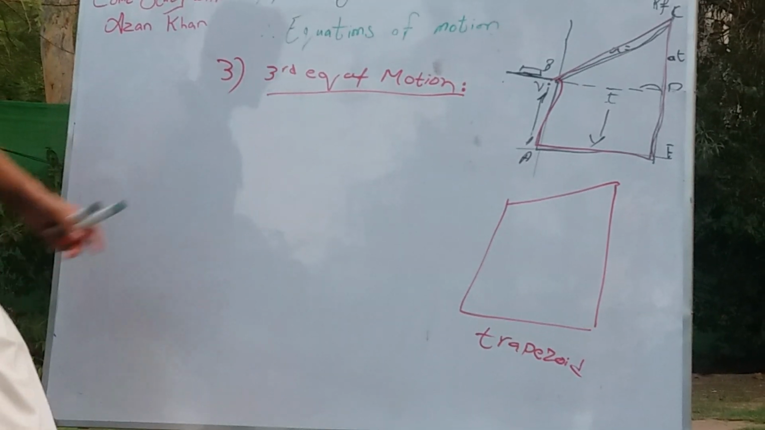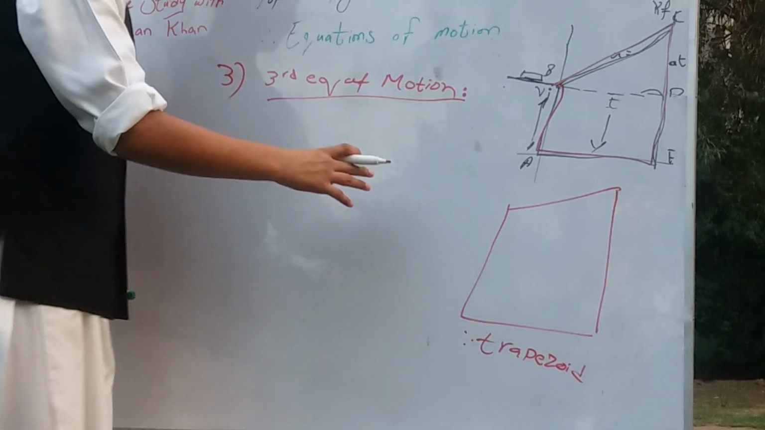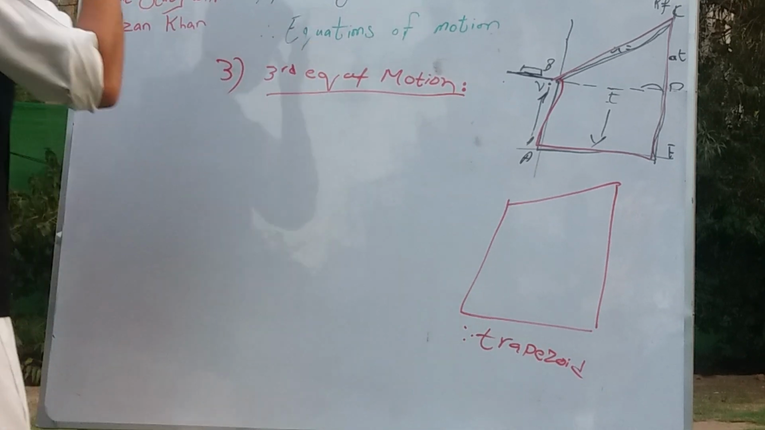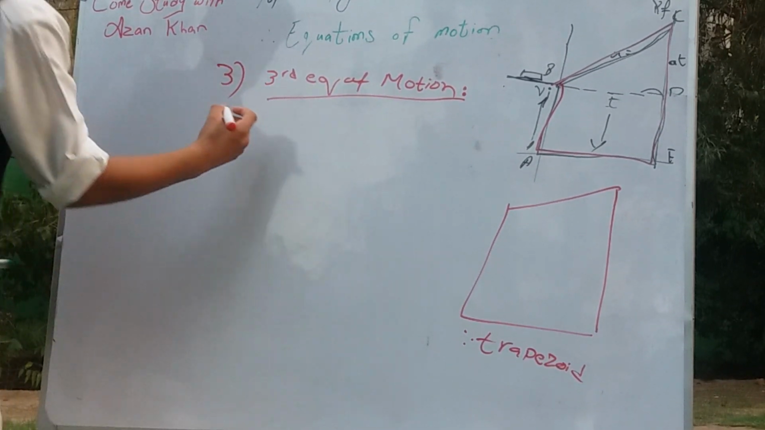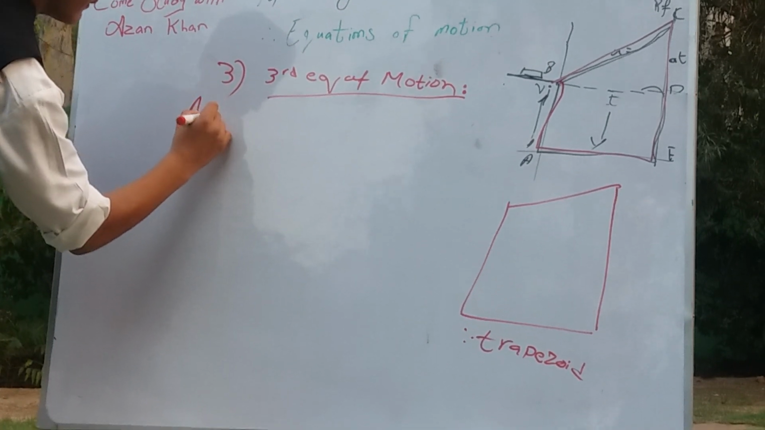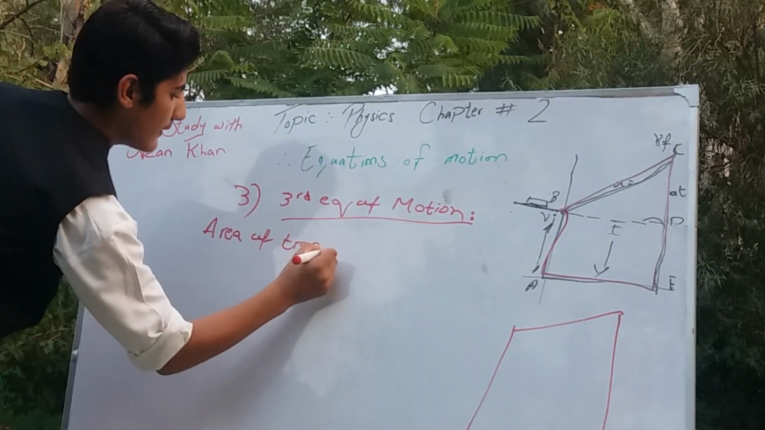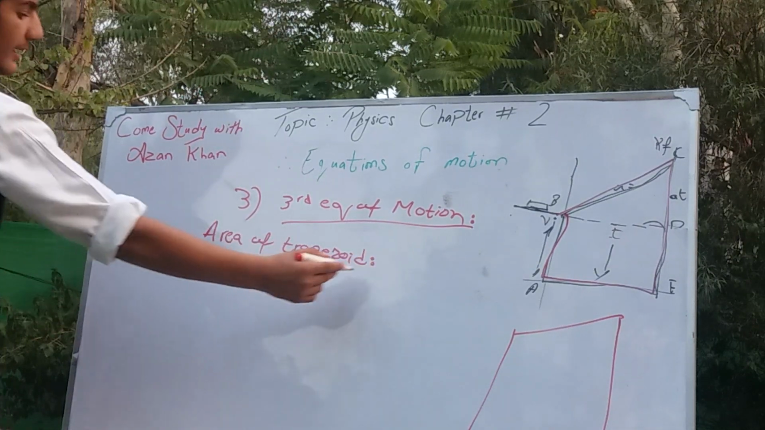This shape is known as a trapezoid. Remember that this shape is known as a trapezoid. Now if we find the area of the trapezoid, it is time for the derivation. So what is the area of a trapezoid?